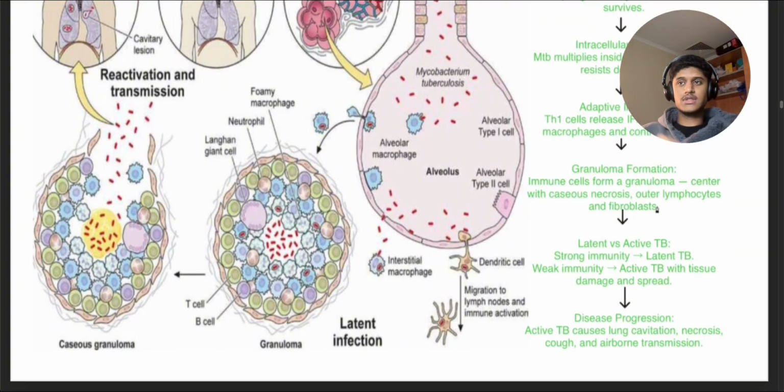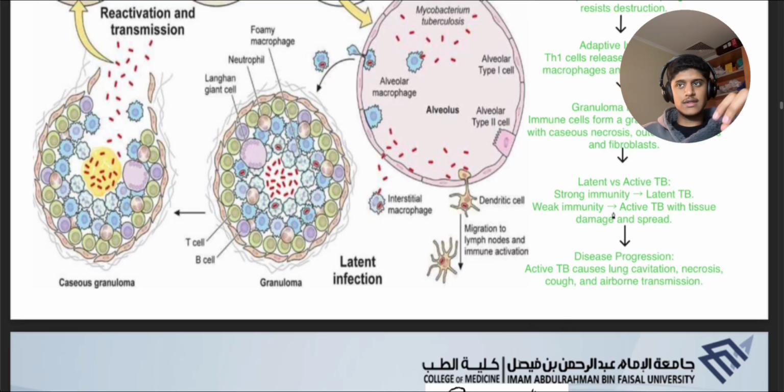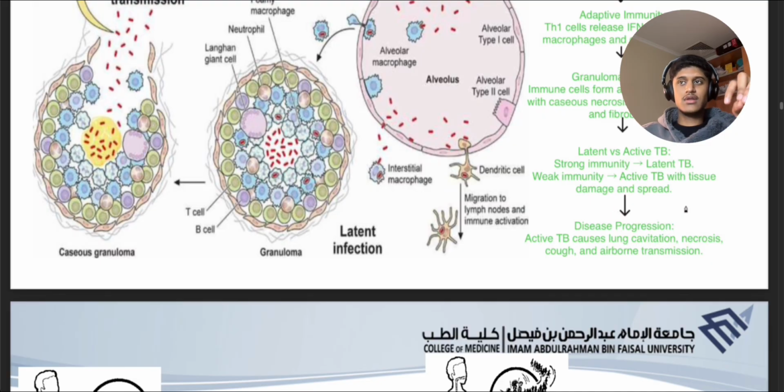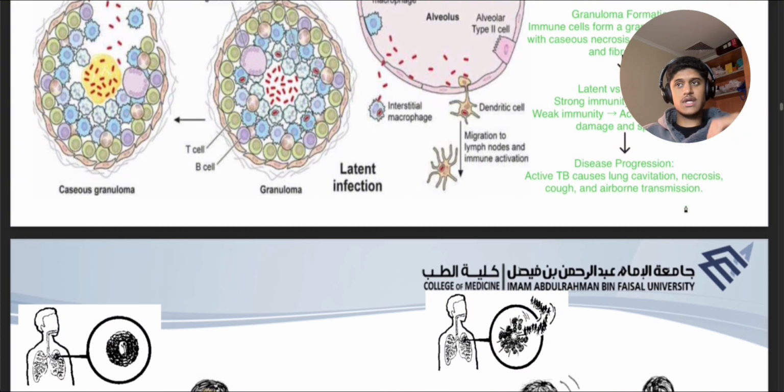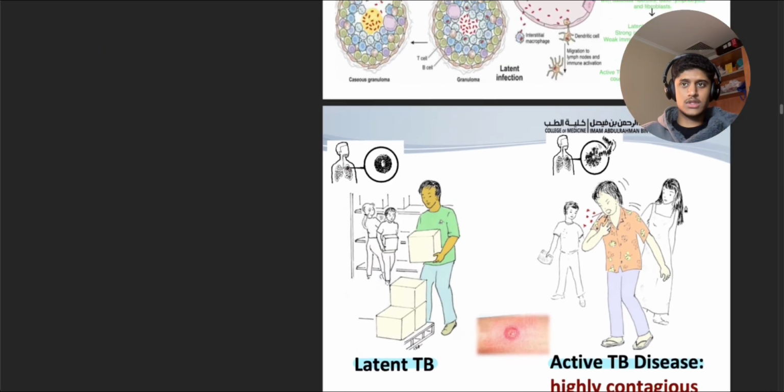However, there is an increase in granuloma formation, and the immune cells form a granuloma, a center with caseous necrosis, a cheesy-like necrosis, outer lymphocytes, and it makes more fibroblasts. And the difference between latent and active TB is that in the latent one we have strong immunity. However, in the active one we have a weaker immunity with more tissue damage and spread. So the progression of the disease causes lung cavitation, necrosis, cough, and airborne transmission.